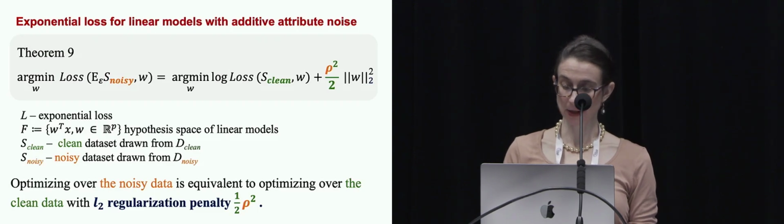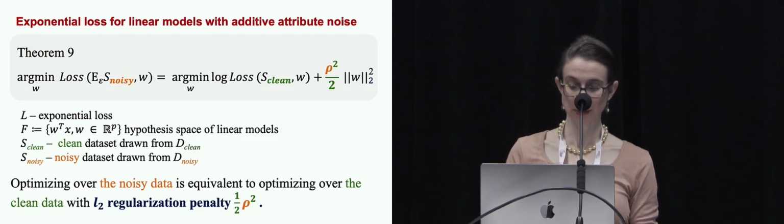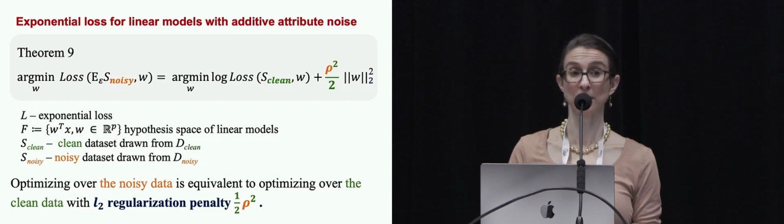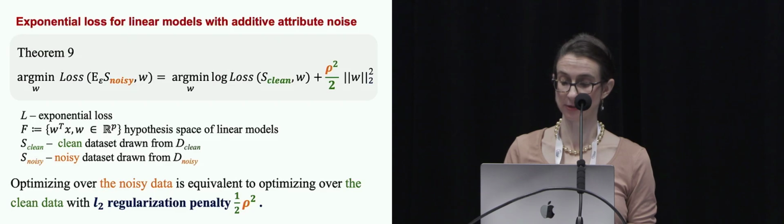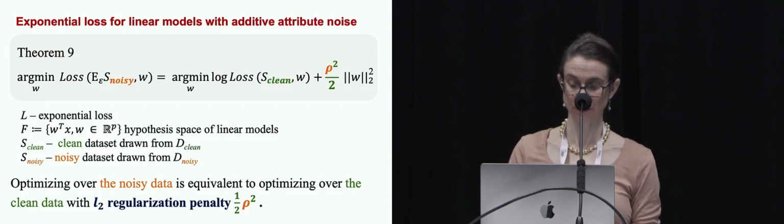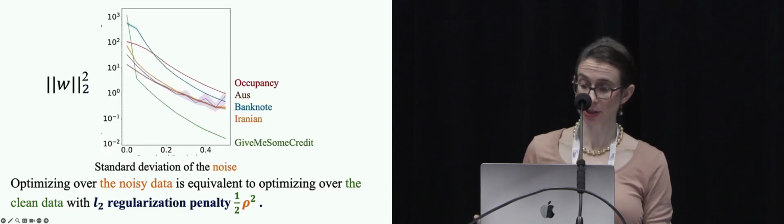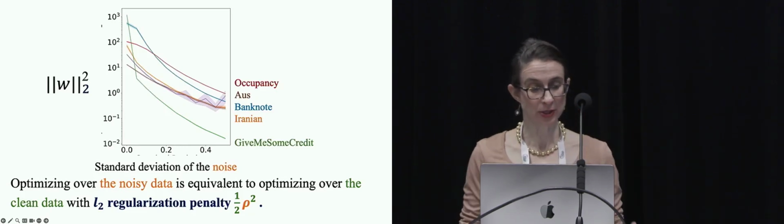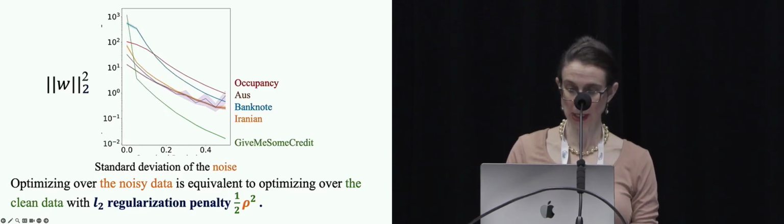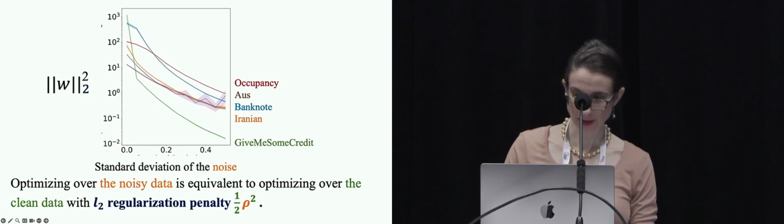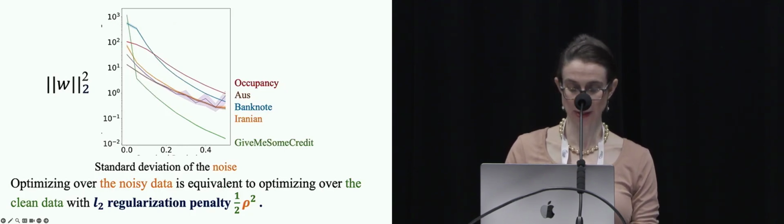It says the minimum of the exponential loss equals the minimum of this guy over the clean data plus, and then here's a regularization term. This term was not here before. It's adding regularization, creating simpler models. And then here's an experiment to show this, right? Same thing as before. As the noise goes up, complexity, which is this, goes down. And this is on 5 different data sets. All right, so the optimal models get simpler with noise.